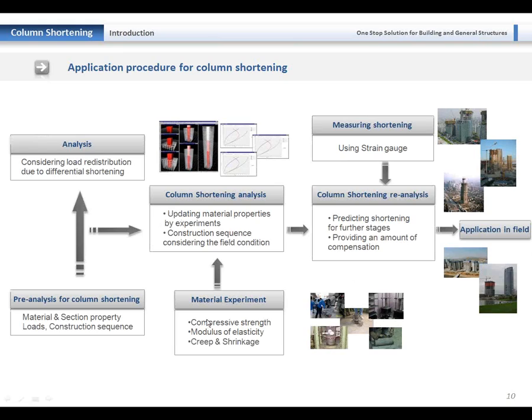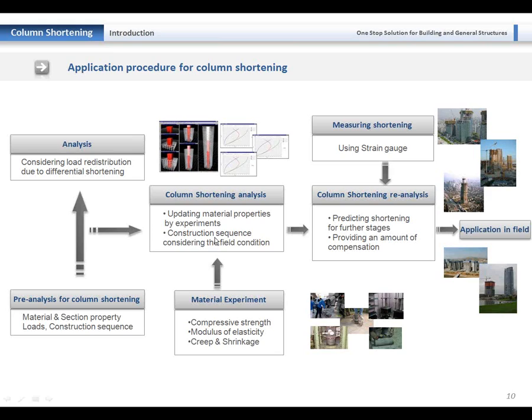This slide shows the procedure of how to apply the column shortening. Firstly, we may perform the pre-analysis for the column shortening. Here we consider the material and section property, load, and construction sequence. After that, we will consider the load redistribution, then we will perform the analysis.